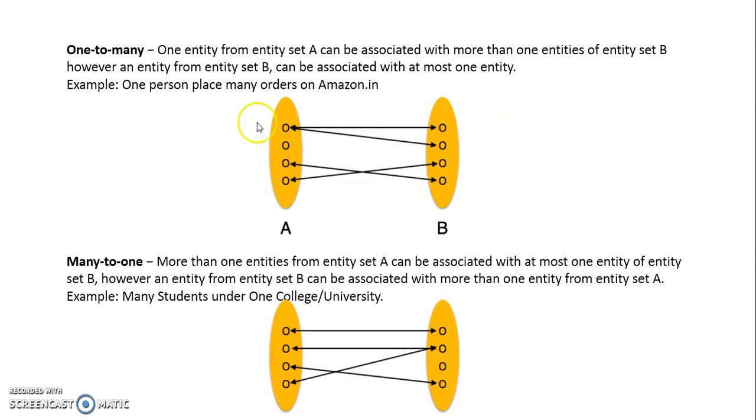So one entity in one set is associated with more than one entity in another set. That is one-to-many relationship. Okay, then many-to-one. Now here there may be many students who are studying in a single college, like we have 60 students studying in the computer department. So many students are associated with one entity, that is the computer department. So that is many-to-one cardinality.